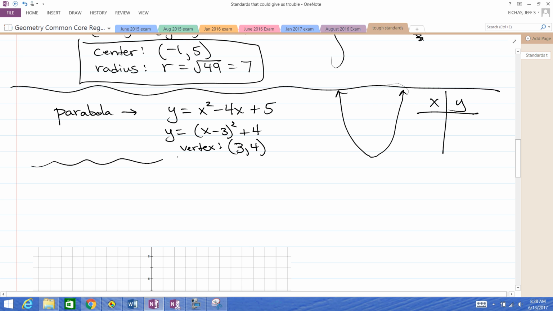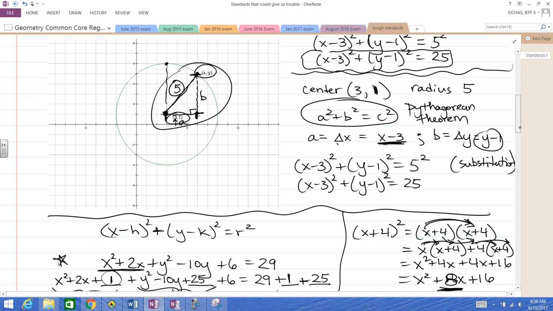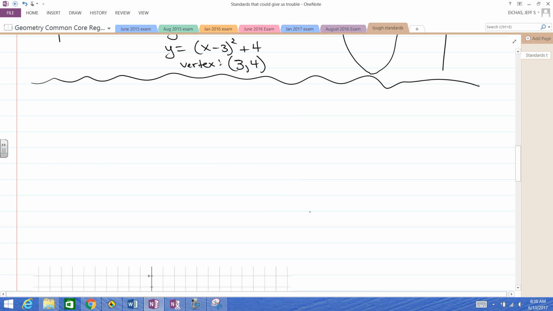To advance, if we want, again, a 4-point question, we have to derive the equation, given the focus and the directrix. First, I've got to tell you what's going on with all this. This is why we skipped it. Just incredible.